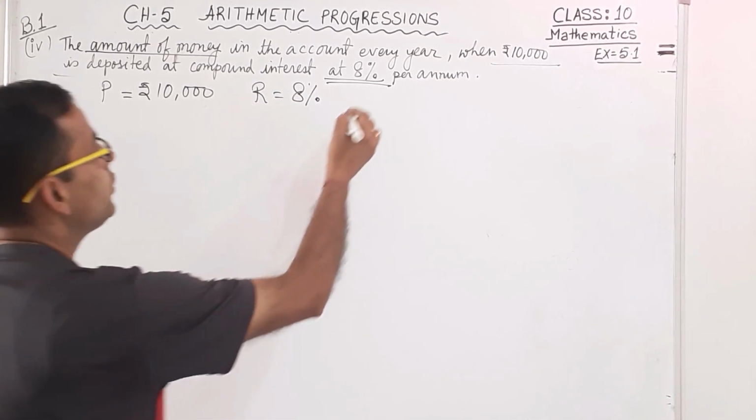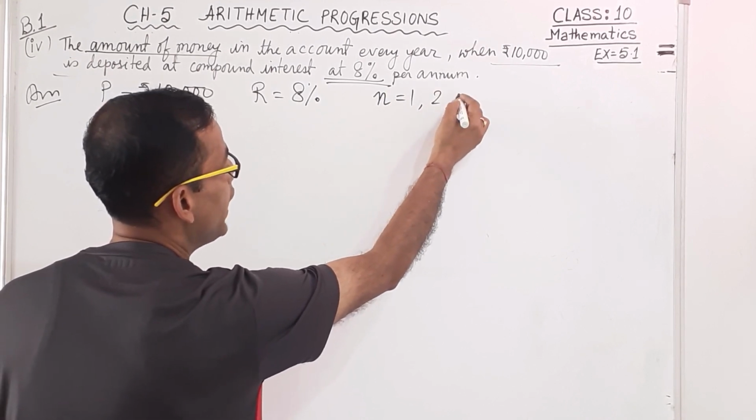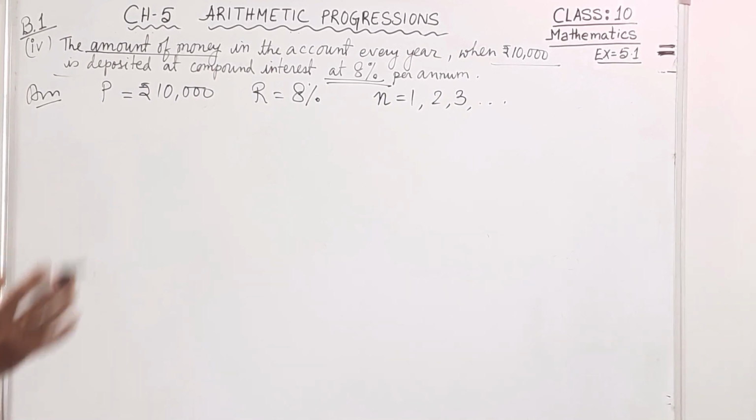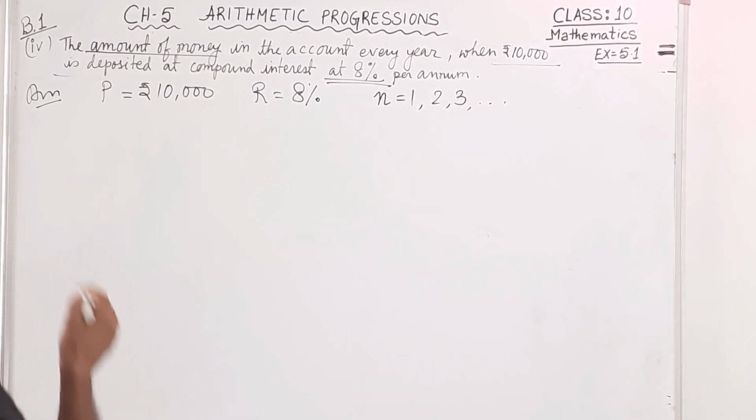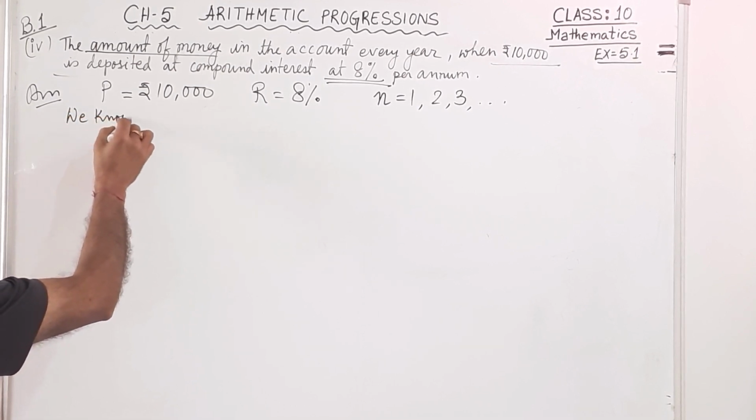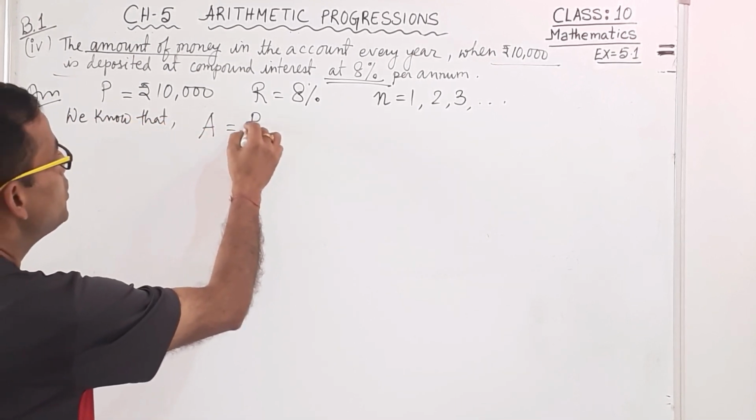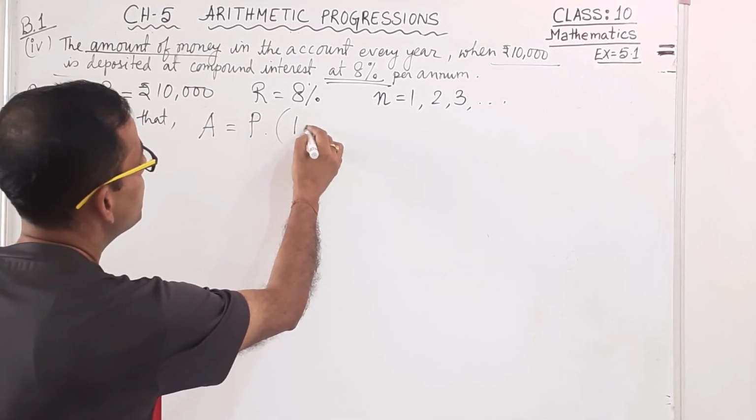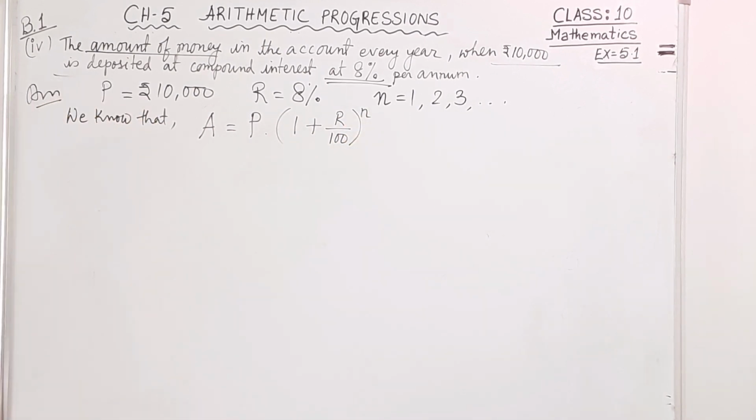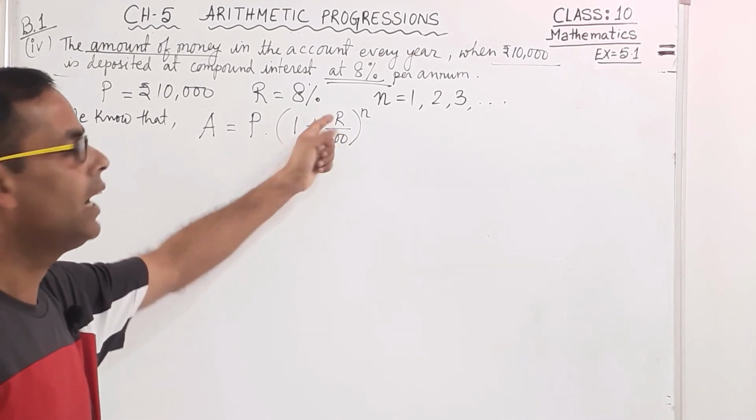Okay, so n can be 1, n can be 2 also, n can be 3 also, like this one. So what will be the amount every year? Now the amount formula is there. We know that amount is equal to P into 1 plus R by 100 to the power n. So this is the formula. Some of them write small r also. Okay, I wrote capital R.